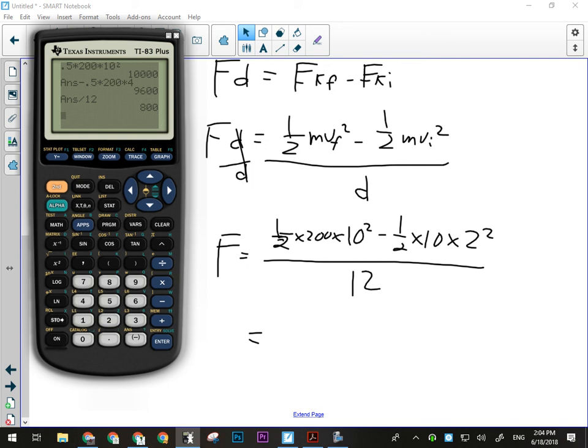Okay, questions on how that one worked? That's a pretty standard work energy theorem question that we would have done in class. That one for kinetic. We can look at one for potential if you guys want. Do you want to look at one for potential?